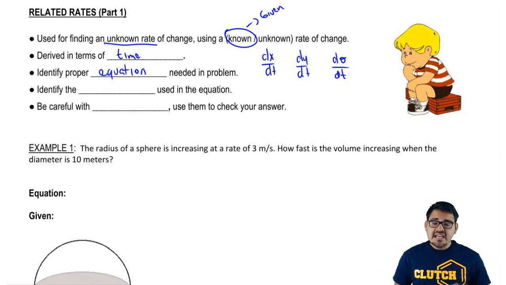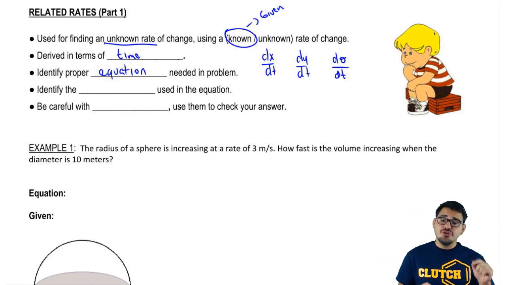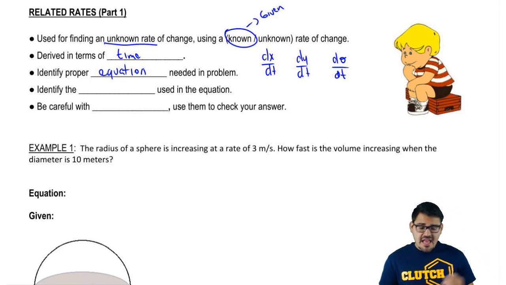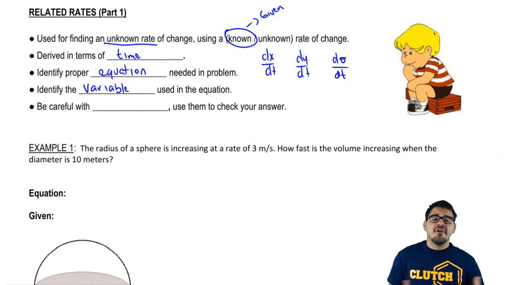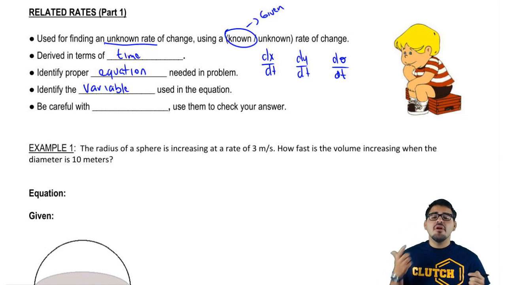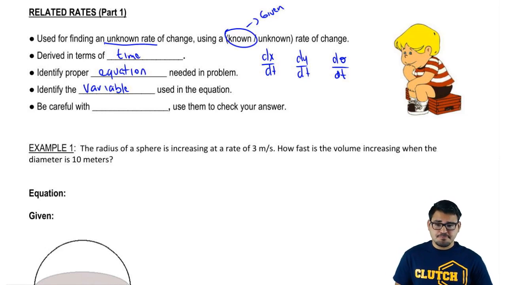After we identify our equation, we need to identify the variables used in the equation. Depending on the equation, we're going to have different variables, and then we have to think about which variable is actually changing in our problem. Which rates are changing? Just because we have a bunch of variables doesn't mean that every variable is changing, and that's very important.